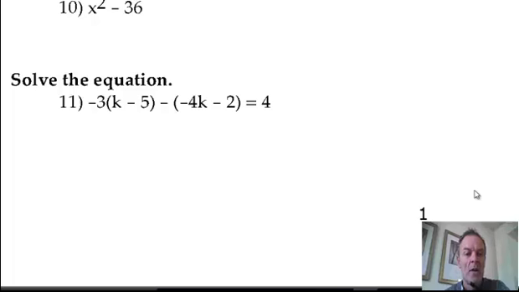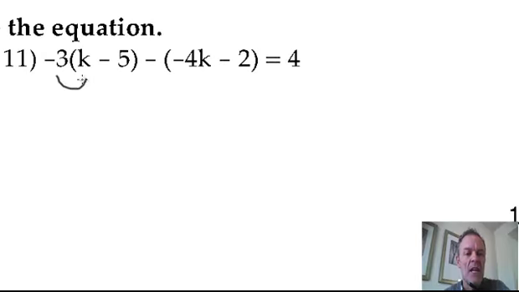Okay, let's solve this equation. Honestly, it's just a basic find out what k equals. It looks like there's a lot of distributive law here. So negative 3 times k, negative 3 times 5, so that's negative 3k plus 15. Negative 3 times negative 5.